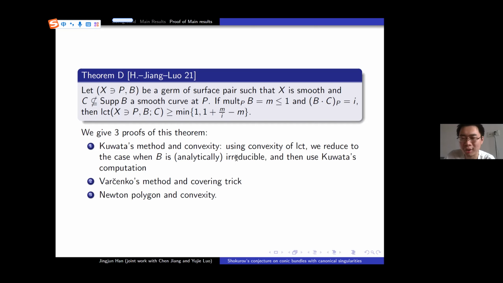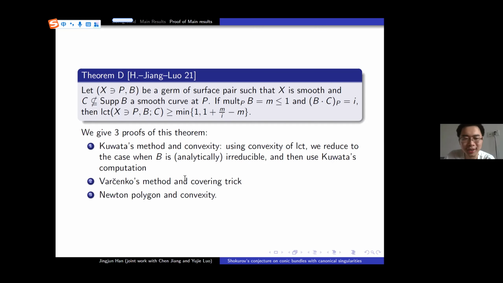This reduction is crucial in our proof. For this reduction, we only need to use the convexity of the log canonical threshold, but by carefully choosing such kinds of divisors. And then we may use Kollár's result to compute the log canonical threshold in the analytically irreducible setting. So this is the first proof.